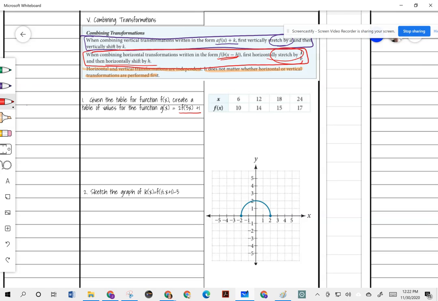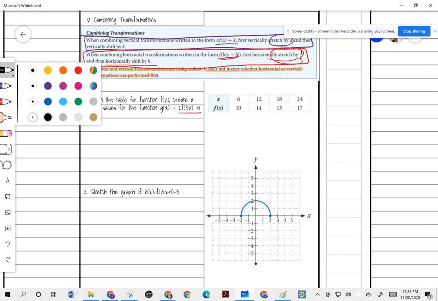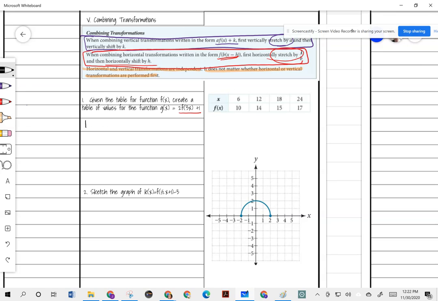All right, so it says, given the table for f of x, create a table of values of g of x given this transformation. So the first thing that you should do is to really identify what changes are being made and how. So let's identify the x changes. The x changes are going to be found in the parentheses. So the x changes are going to be multiplied by 1/3. Remember, we're trying to get it back to x. Okay, so we're going to multiply by 1/3, which means that since we're multiplying by 1/3, it is going to be a compression.